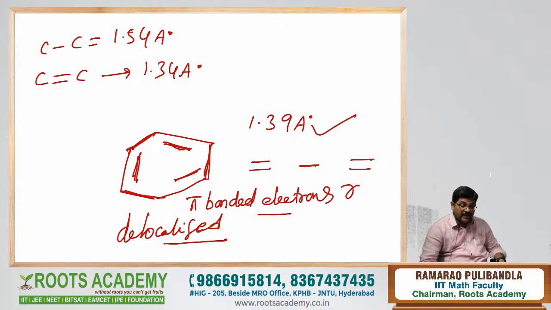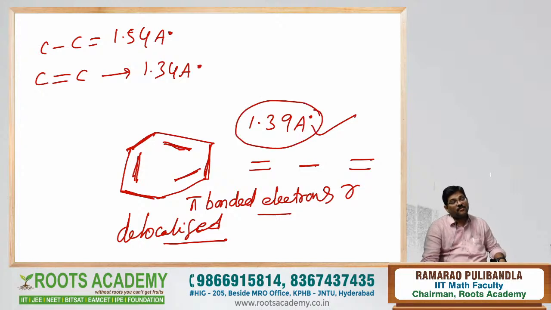But here the pi bonds are delocalized now. Because the pi bonds are delocalized, the bond length is in between the single bond and double bond lengths, because of the conjugation property. The CC single bond length is 1.54, and the CC double bond length is 1.34 angstroms. So it is less than a single bond and more than a double bond.